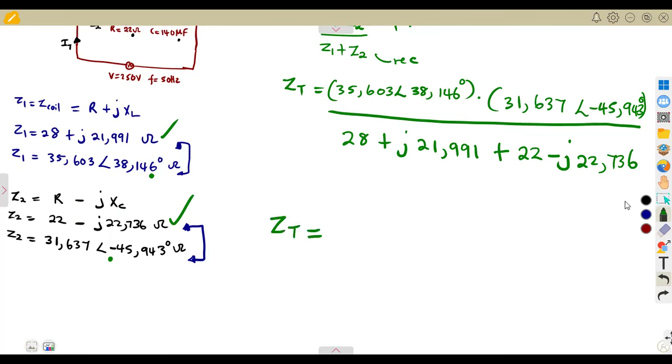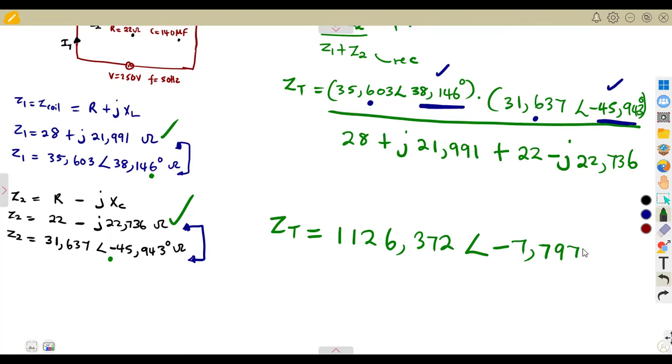So considering the polar form, remember your multiplication, multiply the numbers separately. That was going to give us 1,126.372. Then the angles, you add the angles. So if we add 35.146 to minus 45.943, you were going to obtain minus 7.797 degrees to 3 decimal places.